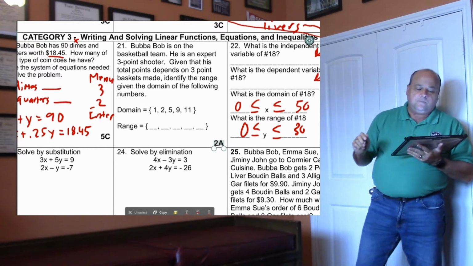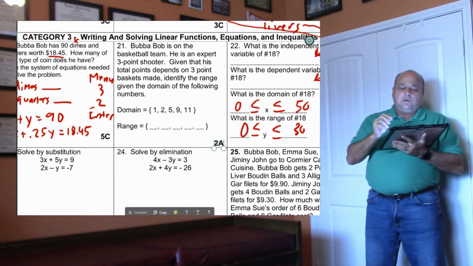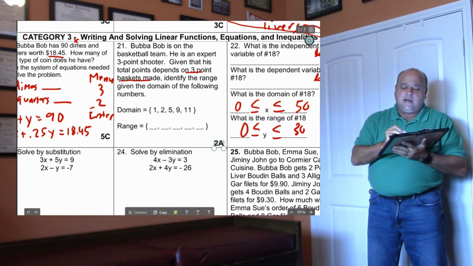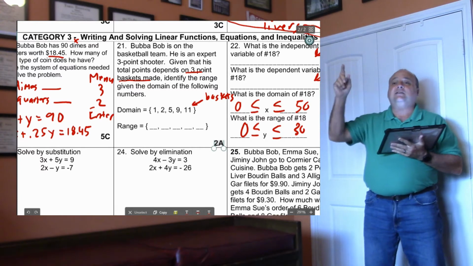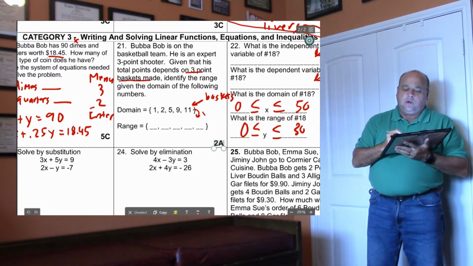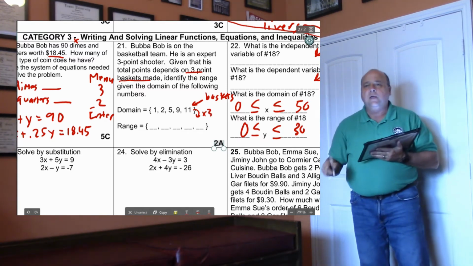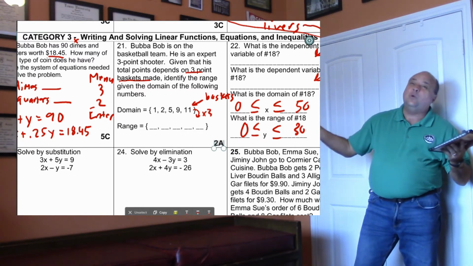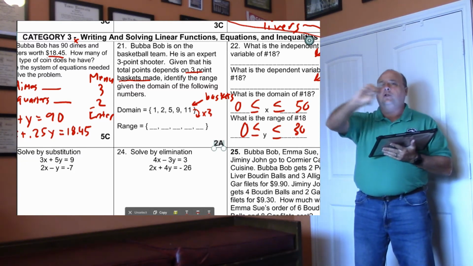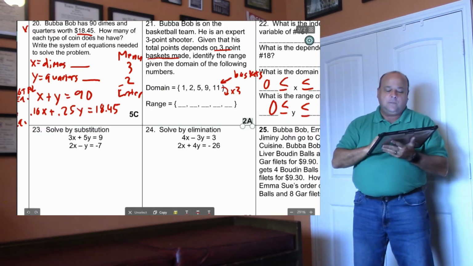Okay, number 21. He is an expert three-point shooter. Given that his total points depends on three-point baskets made, identify the range given the following numbers. So the domain is going to be how many baskets. And each basket, he only shoots 3 pointers. So you're going to take all these numbers and multiply them by 3 and write them in. And I'm going to let you do that on your own. Don't want to eat up all the Oreo cookies, okay? So just take the domain numbers, multiply them by 3. That would be your range.